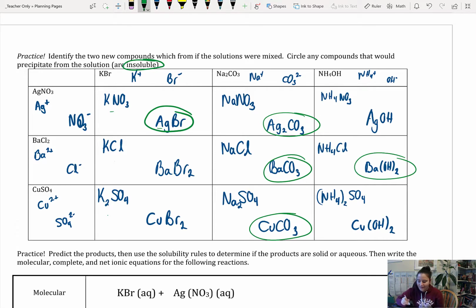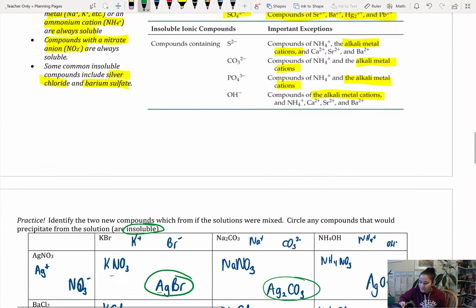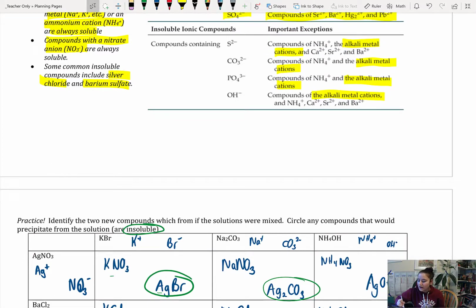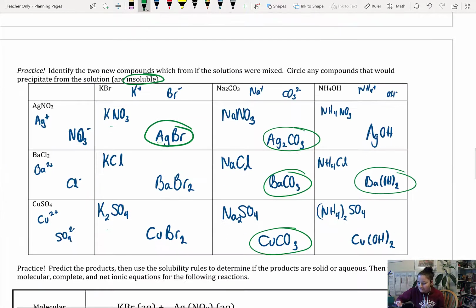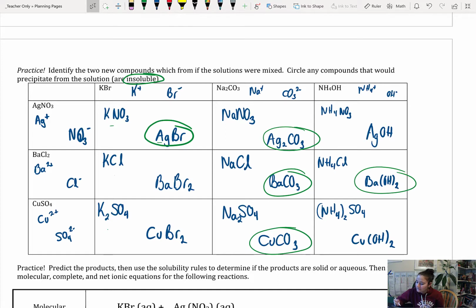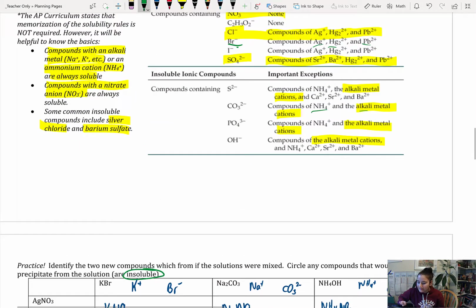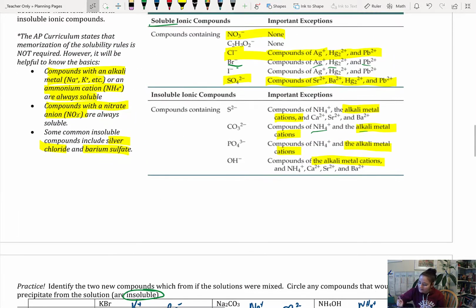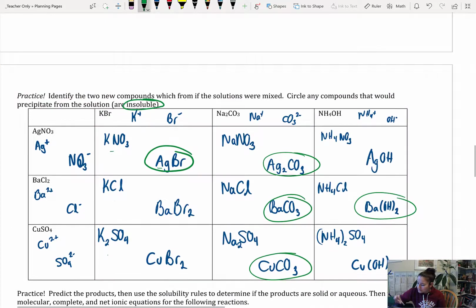Sodium, another alkali metal. All of the compounds containing sodium are going to be soluble, but carbonate is typically insoluble. And the only exceptions are ammonium and the alkali metals, none of which are in these three, okay? Ammonium, always soluble. Hydroxide has some exceptions. Hydroxide is typically insoluble, but the exceptions are the alkali metals, ammonium, calcium, strontium, and barium. Okay, those are the ones that are soluble.